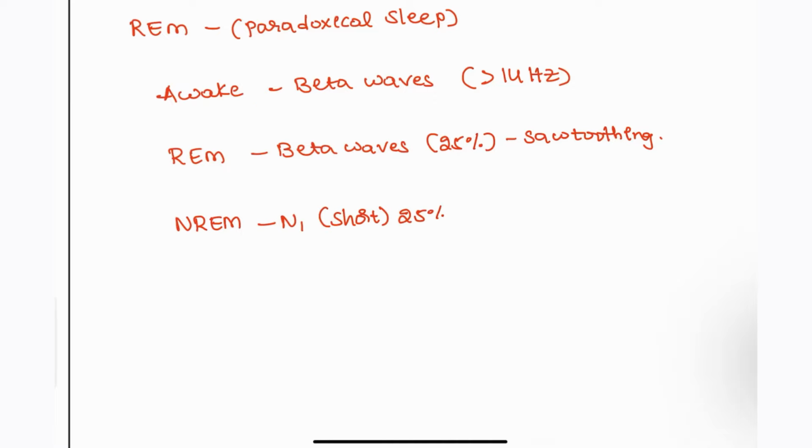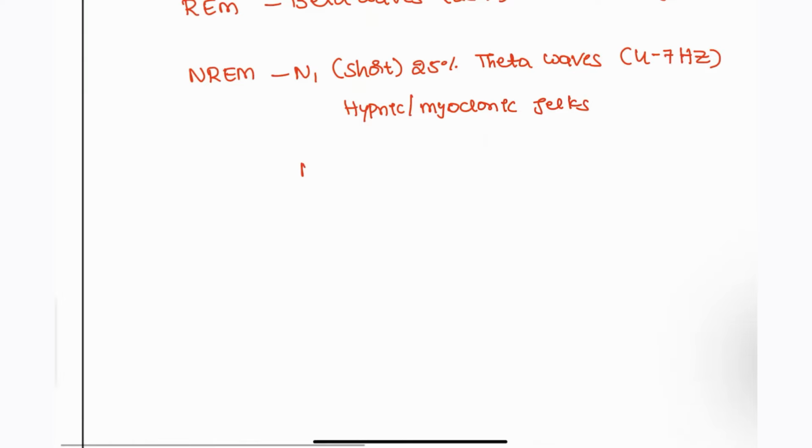And here you are going to see the theta waves. Okay, these theta waves are 4 to 7 hertz. And during this, remember, you are going to have the hypnic or myoclonic jerks. Myoclonic jerks will be seen in the patients. Next, N2 stage. N2 stage is almost deep sleep. 45% of the sleep will be seen.